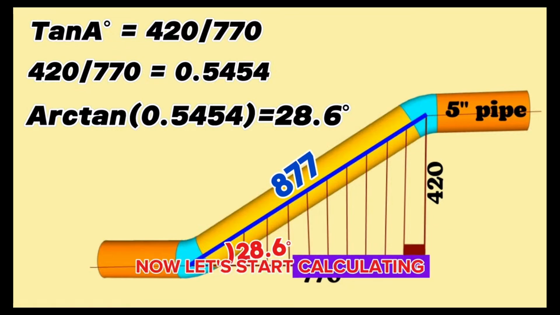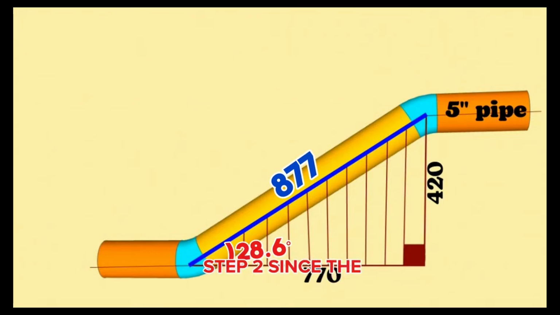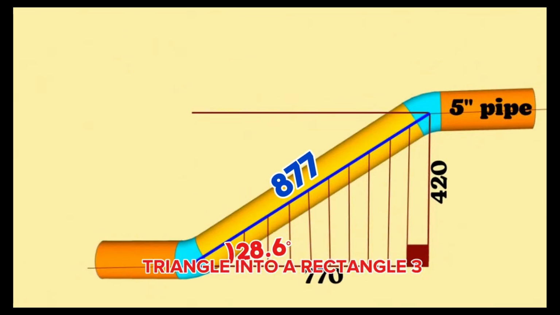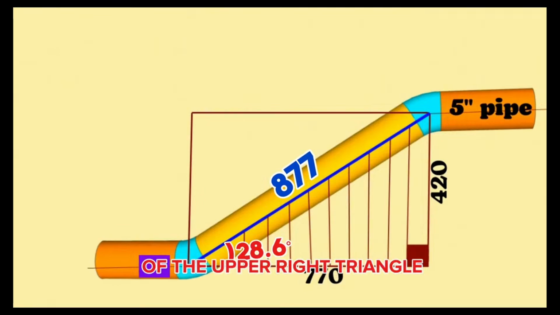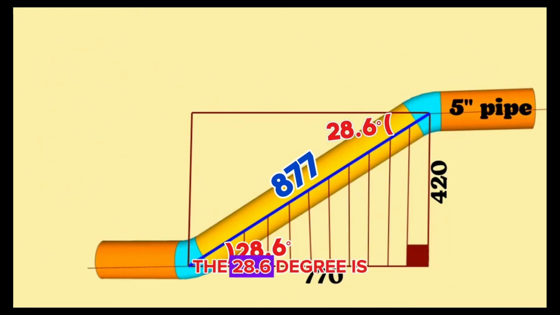Now let's start calculating the cutting angle of the second elbow on the top. Let's go step by step. Since the pipeline moves in the same plane, let's complete this right triangle into a rectangle. Then this acute angle of the upper right triangle will automatically be 28.6 degrees. 28.6 degrees is the cut angle of the top elbow at the same time.